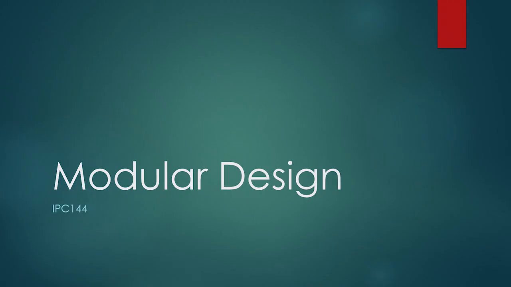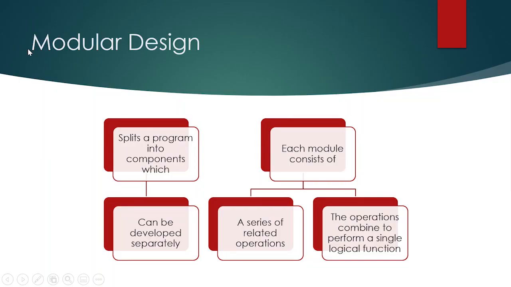In this presentation, we're going to explore modular design, which is a better way to organize our code. Modular design splits a program into multiple components which we can develop separately. So we can write these components separate from each other, and then every module consists of a series of related operations that do one task. After we write all these separate operations, we can then combine them to create a single logical program or logical function that the overall program will perform.